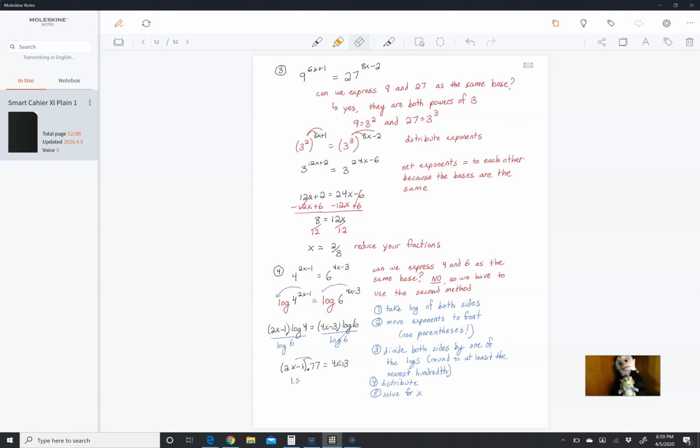We have 1.54x minus 0.77 is equal to 4x minus 3. Okay, now we can solve. So we're going to subtract 1.54x from both sides. And we're going to add 3 to both sides. That's going to get our variables on the right and our numbers on the left.